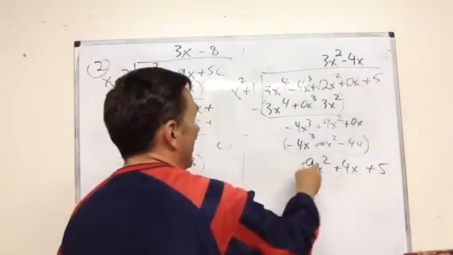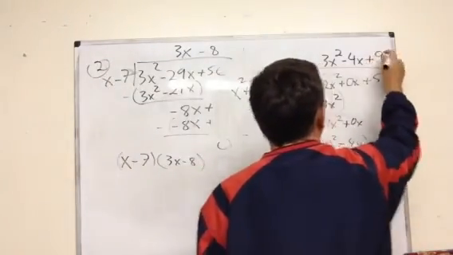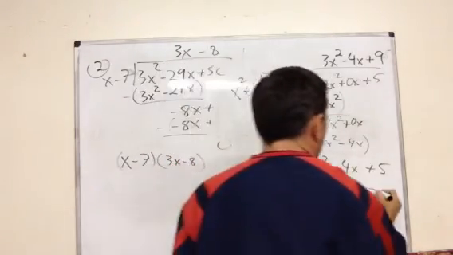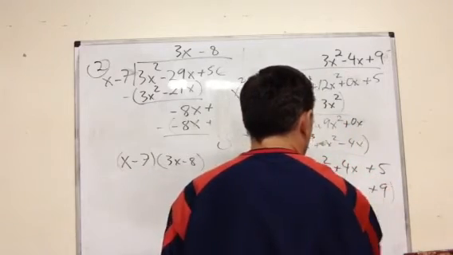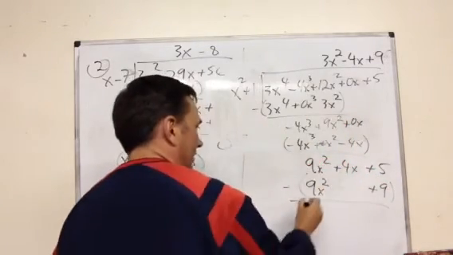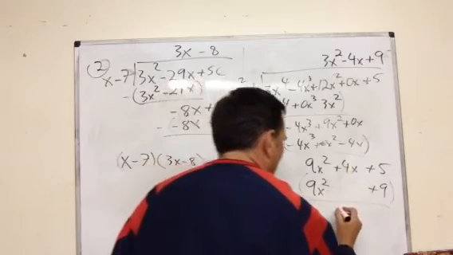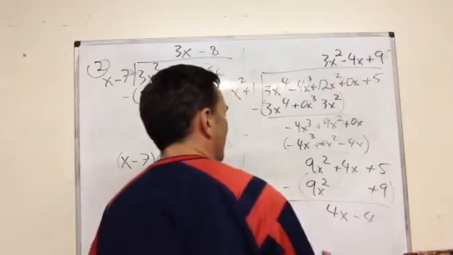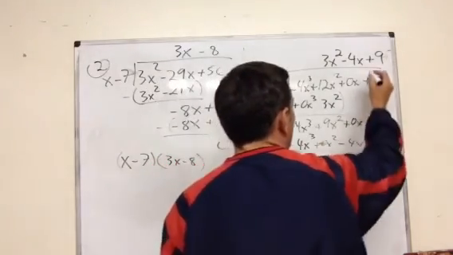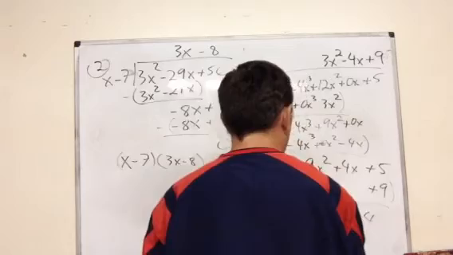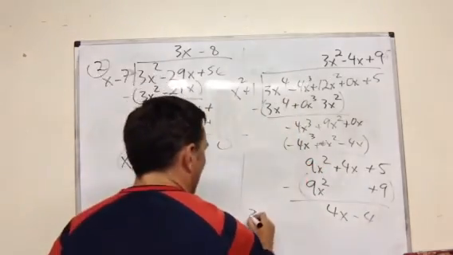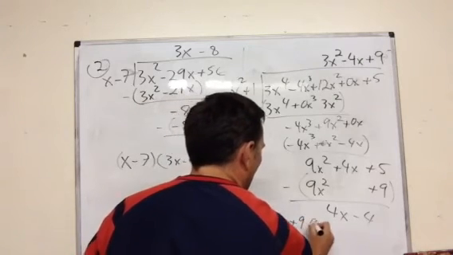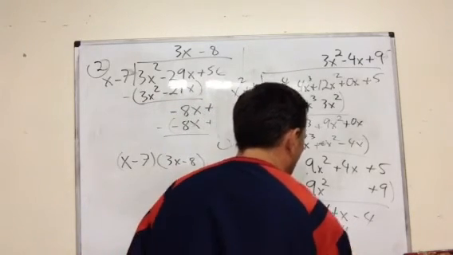We have to multiply this by 9. So 9 times x squared, there's my 9x squared. 9 times 1 is 9. 9x squared minus 9x squared, this cancels. 4x minus nothing is 4x, and 5 minus 9 is a negative 4. So this has a remainder of 4x minus 4. So our final answer here is 3x squared minus 4x plus 9, remainder 4x minus 4.